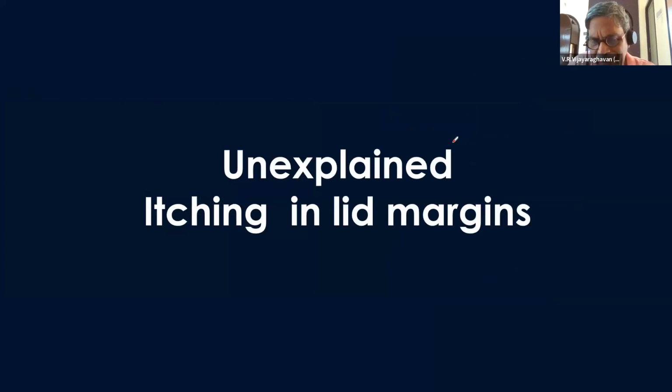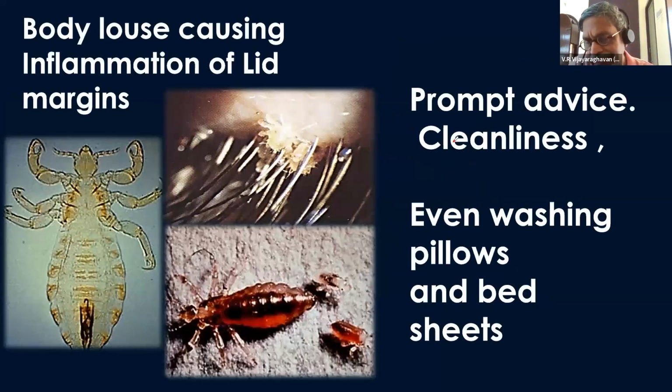Now, one more thing. The patient has come to you saying, sir, I'm having itching, an itching sensation in the lid margin. Never forget to examine under the slit lamp. With magnified views you will get these things. These are all called louse. Louse infestations of the lid margins or the eyelashes. This we call phthiriasis palpebrarum. Inflammation of the lid margin, blepharitis, because of louse infestations.